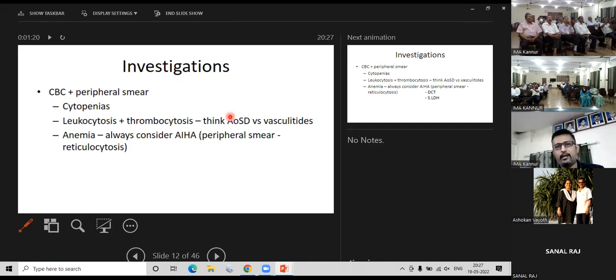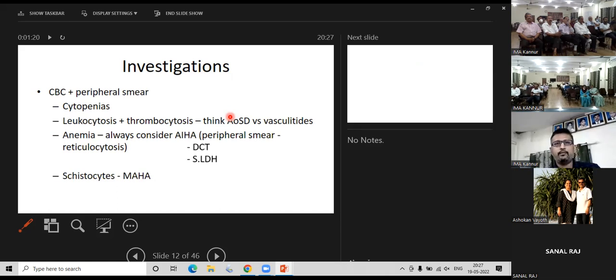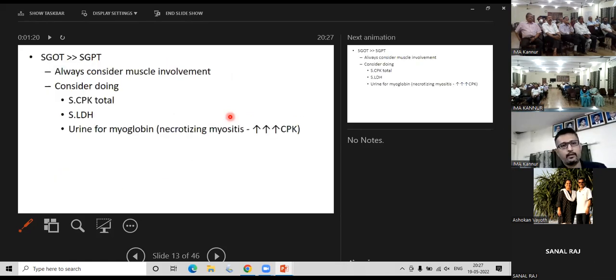When you see any anemia in these patients, always send a direct Coombs test and the serum LDH. Serum LDH is pretty sensitive to pick up hemolysis. But if there is myositis as well, the LDH might be elevated without hemolytic anemia. Another thing that we cannot miss in these patients is microangiopathic hemolytic anemia. In these patients, the peripheral smear might show schistocytes.